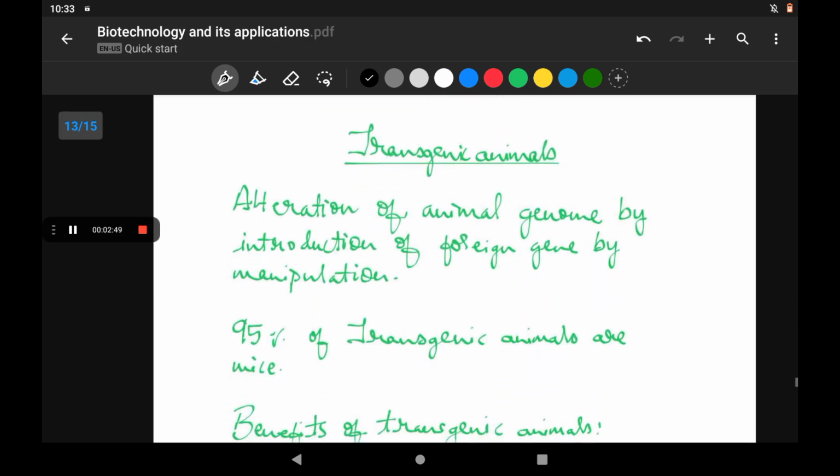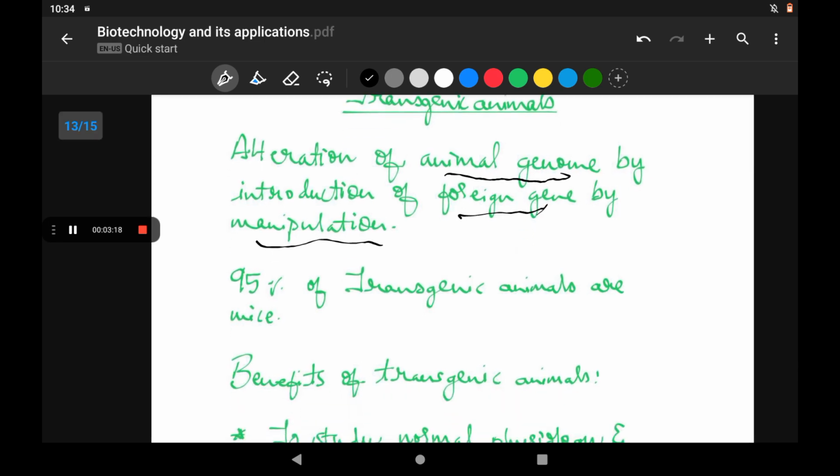The next topic that we have is transgenic animals. The alteration of the animal genome by introduction of a foreign gene by manipulation, we call transgenic animals. Transgenic animals have a foreign gene and have an altered phenotype. The animal genome is altered by the introduction of a foreign gene by manipulation, in the sense of recombinant DNA technology. 95% of transgenic animals are transgenic mice.